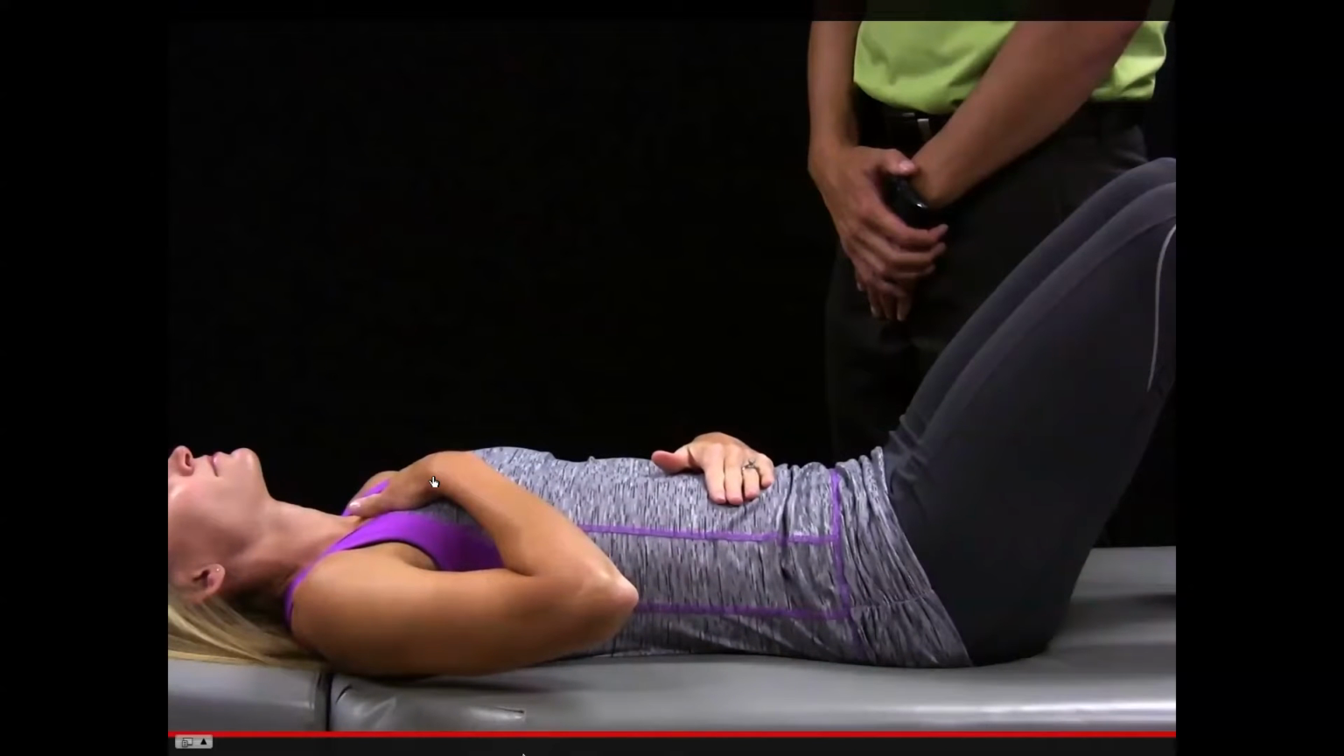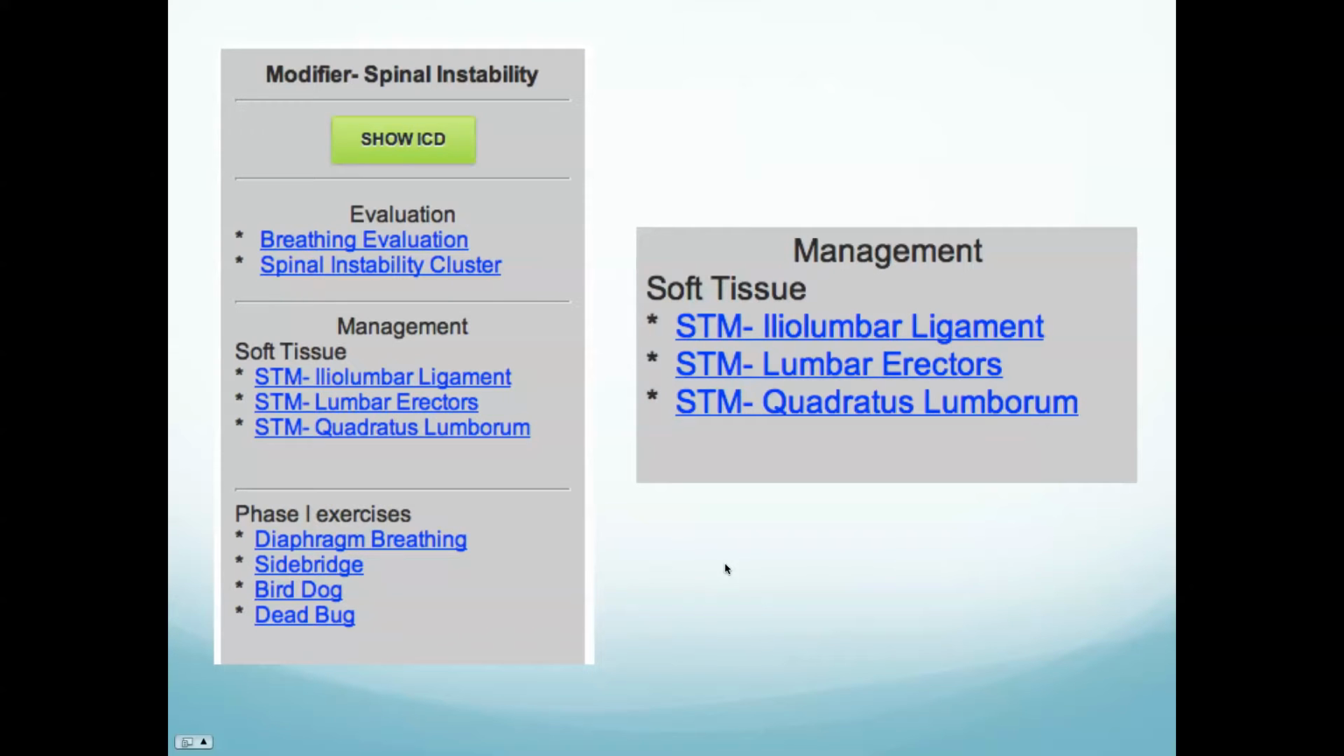We can continue this assessment then by standing behind the patient and placing our hands on the patient's rib cage while the patient takes a breath, and we're looking for rib movement. We're looking for abdominal wall resistance, and we're looking, can the patient maintain that abdominal wall resistance as they go through an entire breathing cycle. So if the patient has spinal instability, what do we do to treat it?